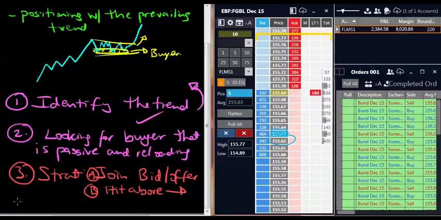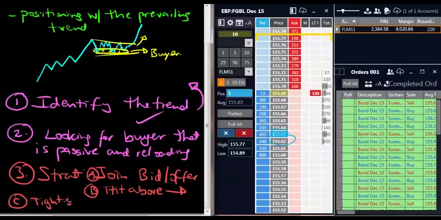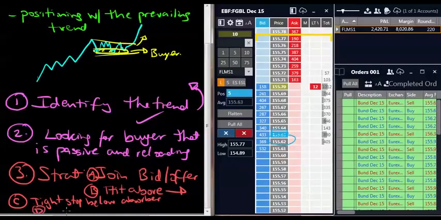We've got C, a very tight stop below the absorber. And obviously D in here, if we can just fit that in, is we want a core position, and then we can scalp around.